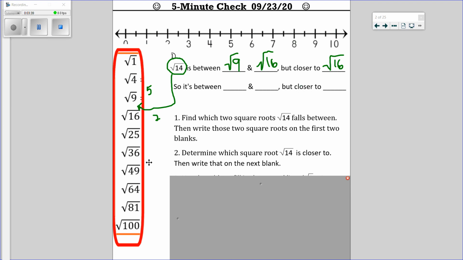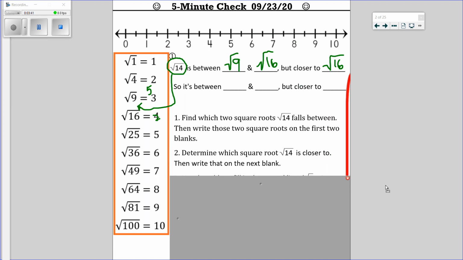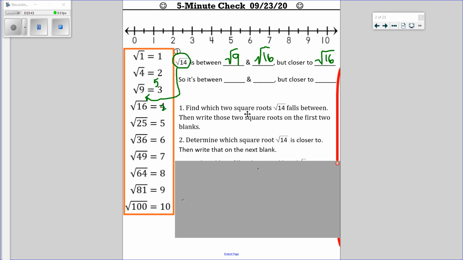So now what we're going to do is move this out of the way. We don't need this anymore. We can look at the whole table. And now you're just going to transfer the information from the table onto these blanks. So over here, we see that the square root of 9 equals 3. That means underneath the square root of 9, I put 3. And then it's the same idea over here.